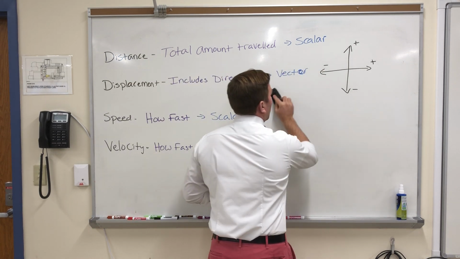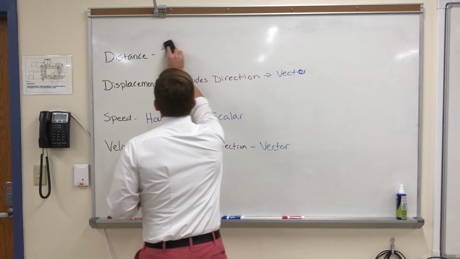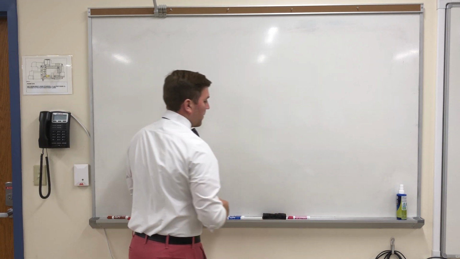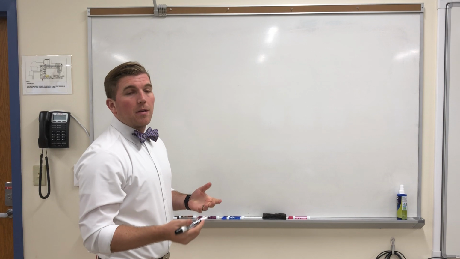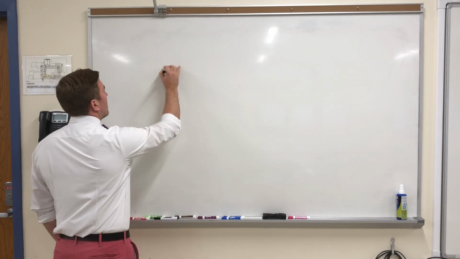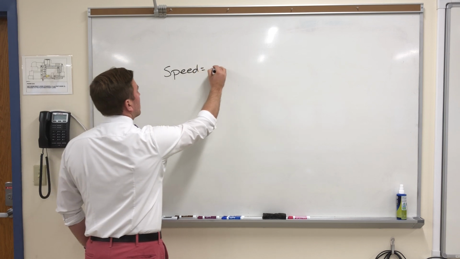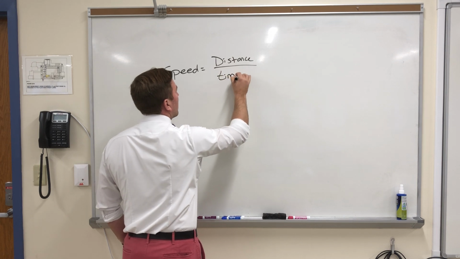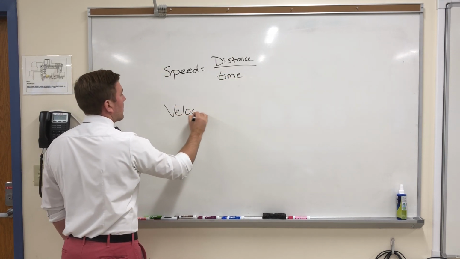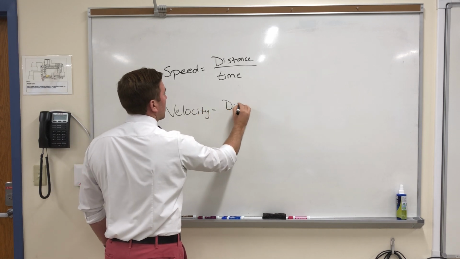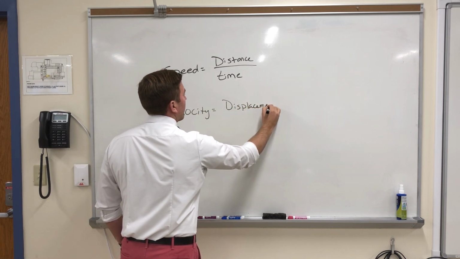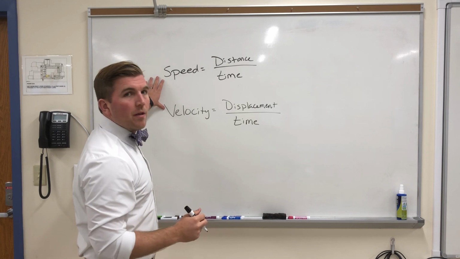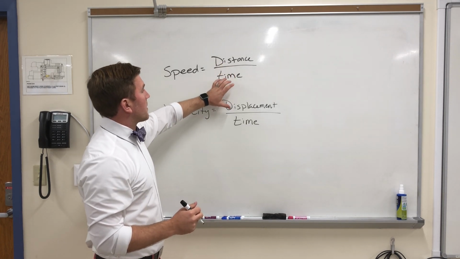So once we kept our vectors and our scalars straight, we then moved on and we talked about what happens when we move. And so velocity and speed. And the difference between them is somewhat small, but can make a big difference. When we talk about speed, it's distance divided by time. When we talk about velocity, it's displacement divided by time. When I have these two, the difference is obviously in the top with distance and displacement.